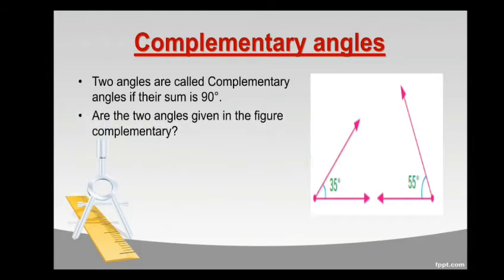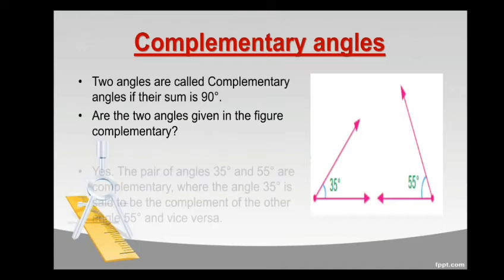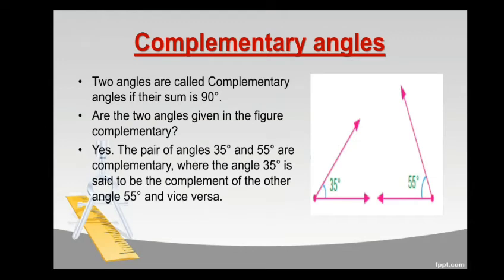Now, are the two angles given in the figure complementary? Yes, when we are adding these two angles, we are getting 90 degrees. So this is a complementary angle. When two angles are complementary, we can say they are complements of each other. So we can say a 35 degree angle is the complement of a 55 degree angle, or a 55 degree angle is the complement of a 35 degree angle. So what is meant by complementary angles? Two angles are called complementary angles if their sum is 90 degrees.